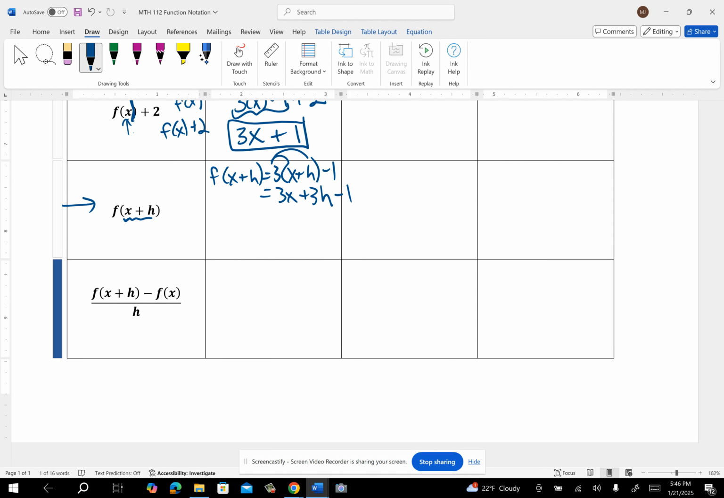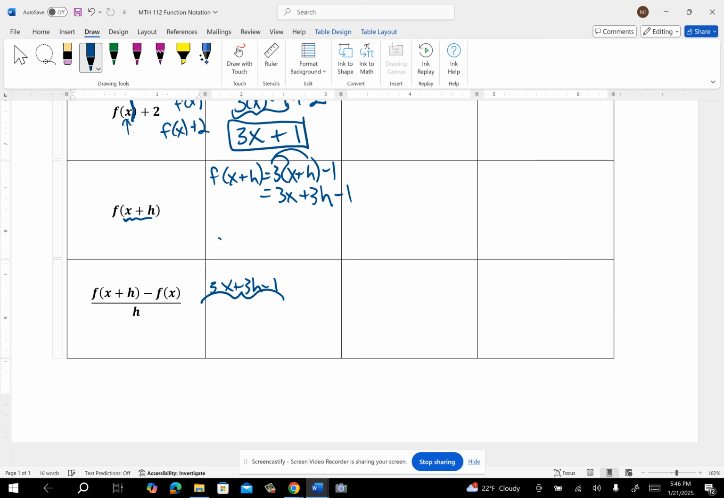So if you look at this, there's not one thing I'm going to plug into the rule for the function to get my answer. I've got to replace f of x plus h with what it's equal to. F of x plus h is going to be replaced. So I'm going to replace the f of x plus h. That gets replaced with 3x plus 3h minus 1, right?